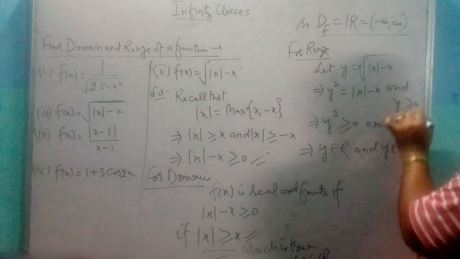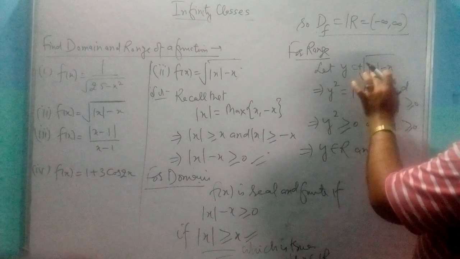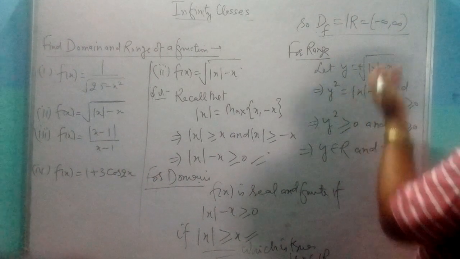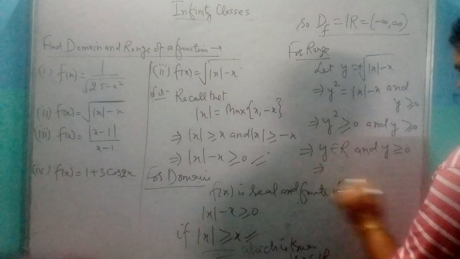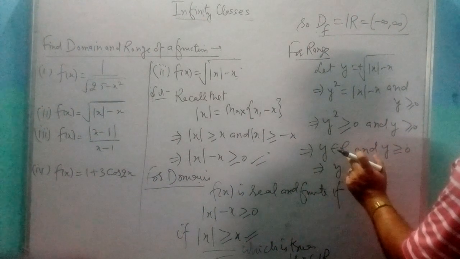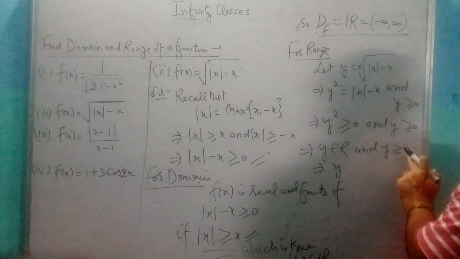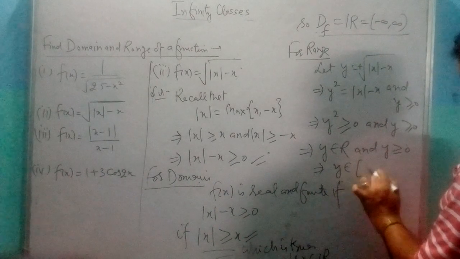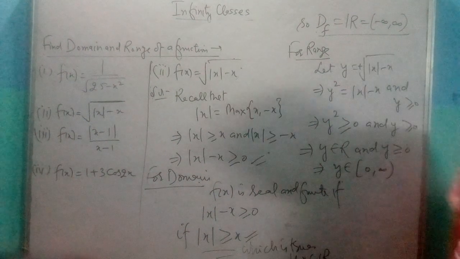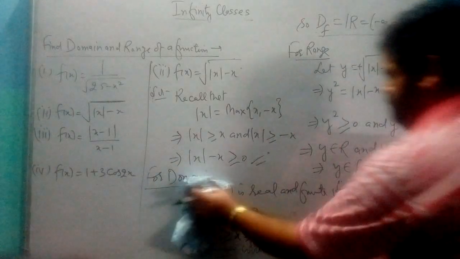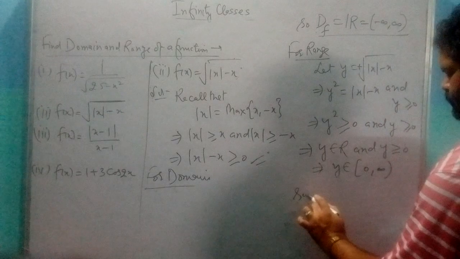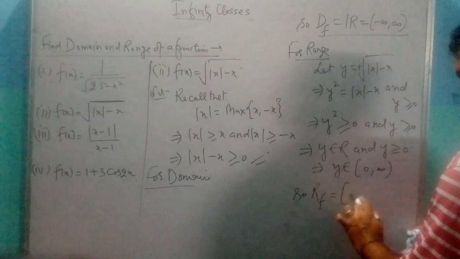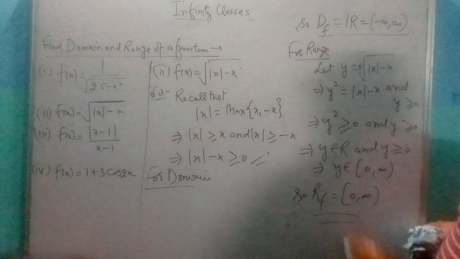or it may be 0, because if x is 3 or minus 3, y may be 0. Implies y belongs to the intersection of minus infinity to infinity and 0 to infinity. This is 0 to infinity. So range is 0 to infinity. So this is the range and the domain of this function. Number 2.